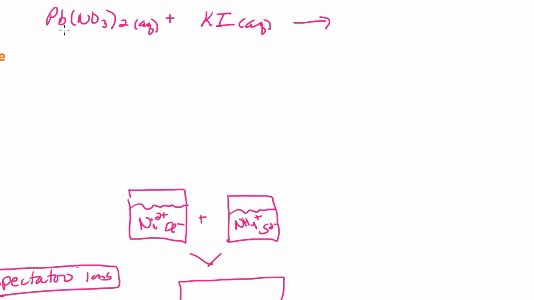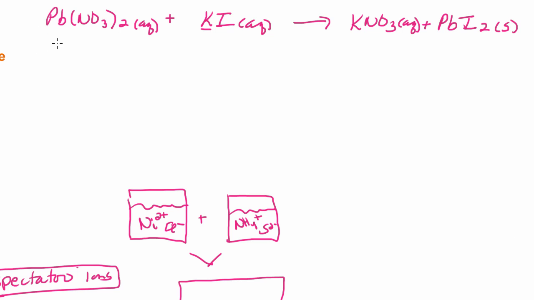We'll go ahead and replace the lead with the potassium. So we end up with potassium nitrate. And then we'll replace the potassium with the lead. So you just have to make sure you write your formulas correctly here. Lead 2 iodide. From the solubility rules, we know that potassium nitrate is soluble. And we know that lead 2 iodide is insoluble. So a precipitation reaction does occur here.